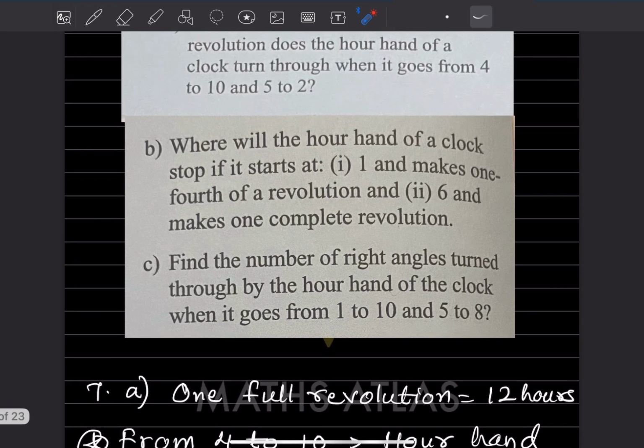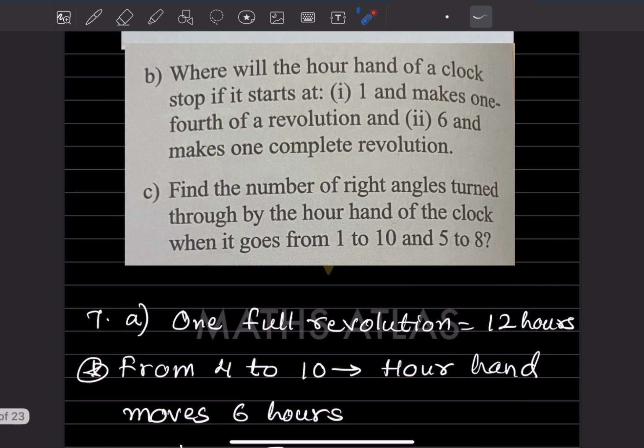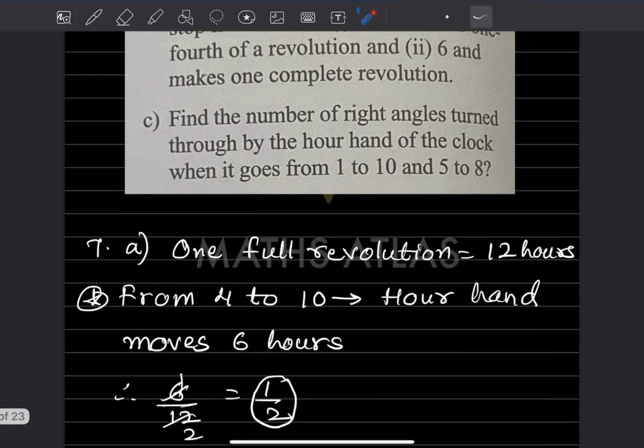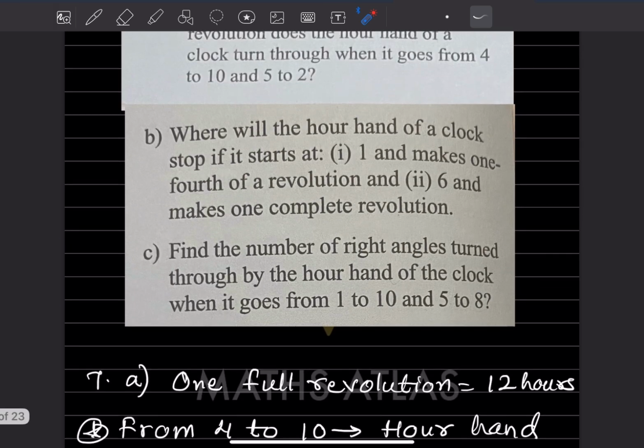So you know of a clock, this whole revolution is going to be 12 hours. So from 4 to 10, which hand is that? They said the hour hand of a clock. So from 4 to 10, the hour hand moves how many? That is 5, 6, 7, 8, 9, 10. So we don't have to consider 4. So it is going to be 6 hours. One full revolution is 12 hours. So from 4 to 10, that is going to be 6 by 12. 6 ones are 6, 6 twos are 12. So that is going to be 1 by 2.